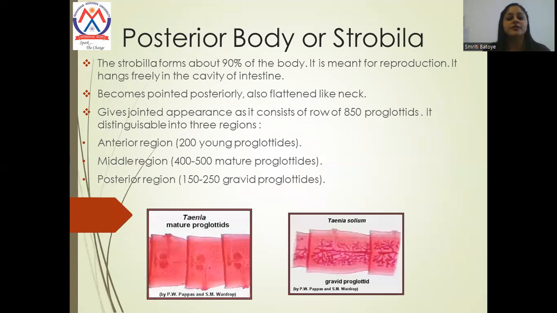So this is the posterior body part which we discussed. The anterior region contains 200 young proglottids. The middle region contains 400 to 500 mature proglottids. The posterior region contains 150 to 250 gravid proglottids.